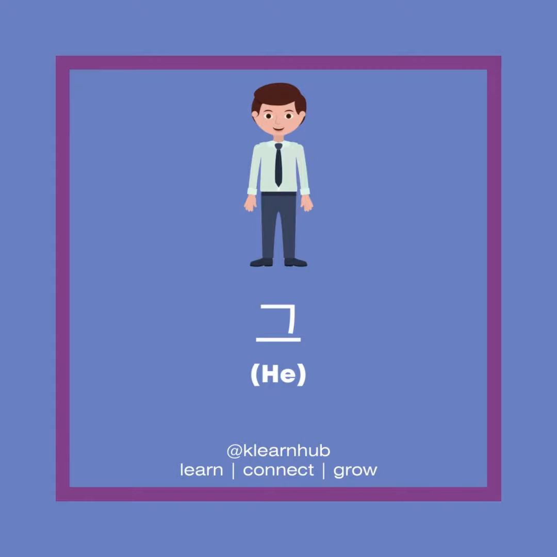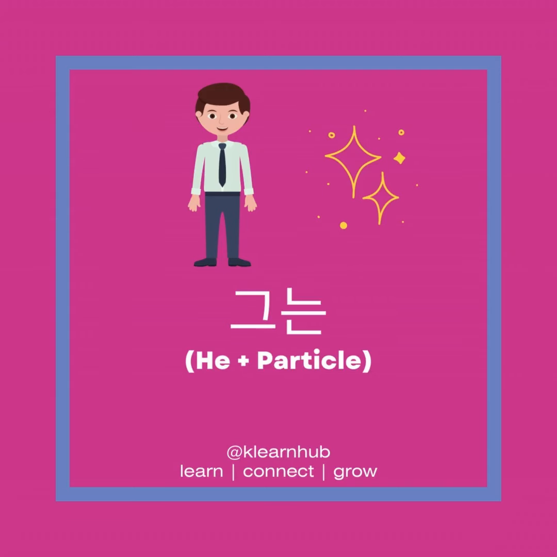Alright, so let us now break down our sentence. So the first one is our topic noun he, which in Korean is pronounced as 그. Okay, so next we have here our topic noun he with our topic particle nun. So in Korean, if we put them together, it is pronounced as 그는.